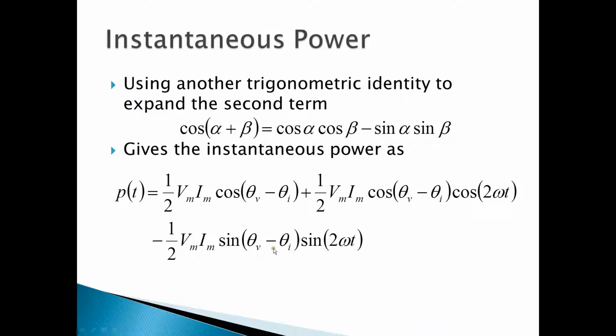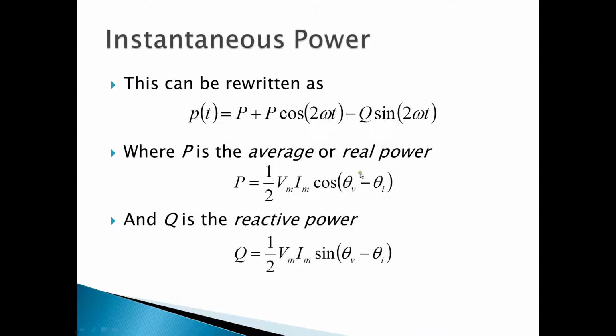And then I have a different constant multiplied by a periodic function for my instantaneous power. So what we do with this information is we rewrite this as a constant plus that same constant multiplied by a cosine function, minus a different constant, Q, multiplied by that sine function that occurs at twice the input frequency. And we define these constant terms.